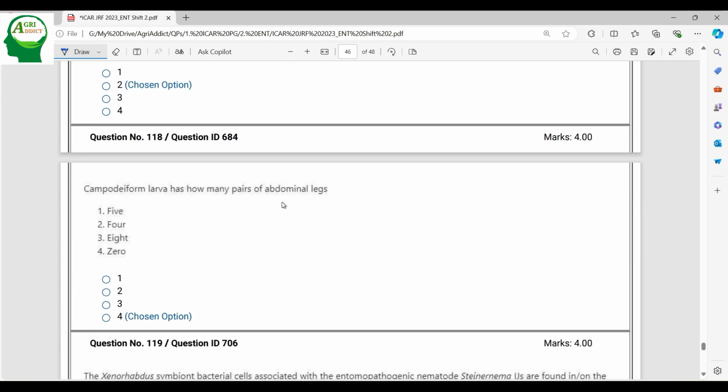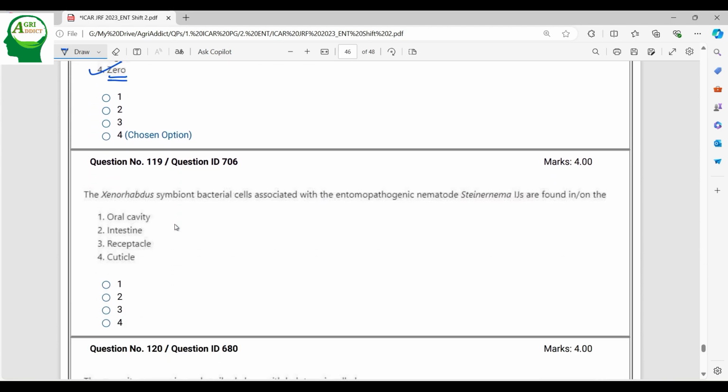Campodeiform larva has how many pairs of abdominal legs? So 0. You know that there are two types of larvae, campodeiform and scarabaeiform. In campodeiform larva, only thoracic legs are there, so no abdominal legs. The answer should be 0. The next question: the Xenorhabdus symbiont bacterial cells associated with the entomopathogenic nematode Steinernema infective juveniles are found in or on the, so here the answer is receptacle. That is according to the answer key.